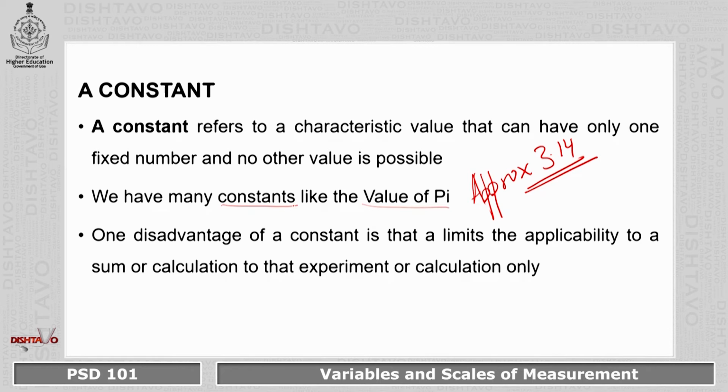Now, constants have their advantages and their disadvantages. The disadvantage of a constant is that it limits the applicability. That is, we cannot use this value wherever we want. We can use it only at particular points and places. We can also use it in only certain sums or calculations, which cannot be generalized to all the sums or calculations. So this is one disadvantage of the value of pi, which is a constant.